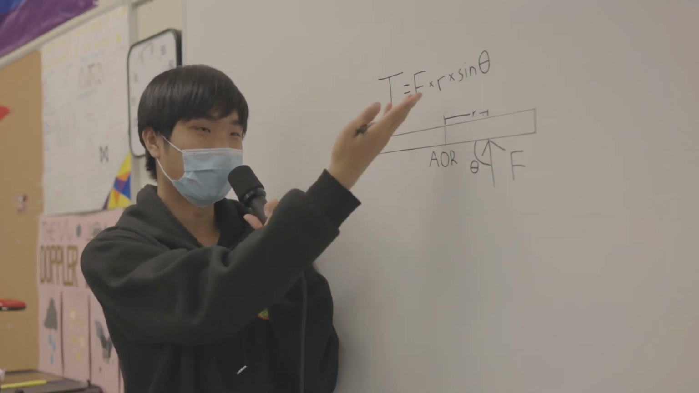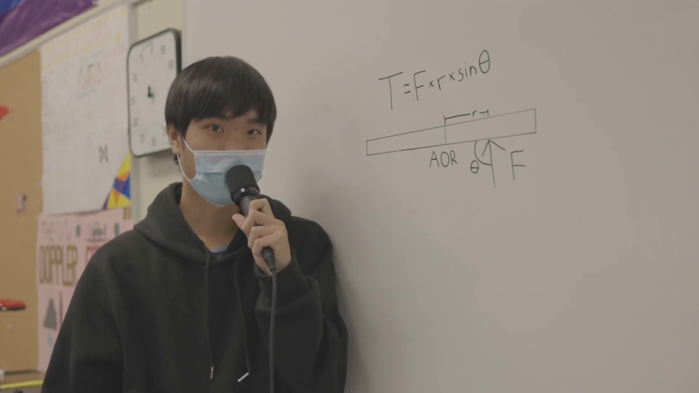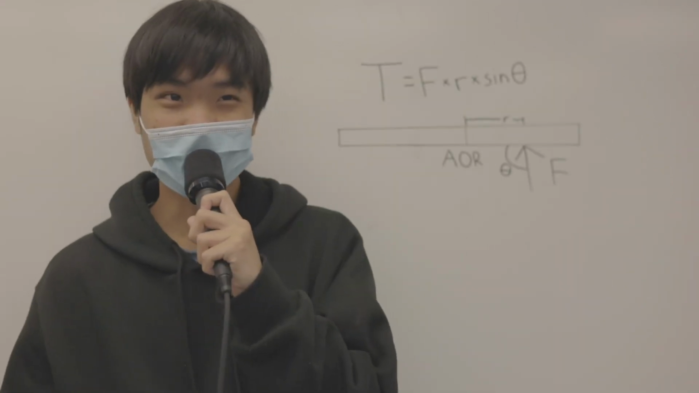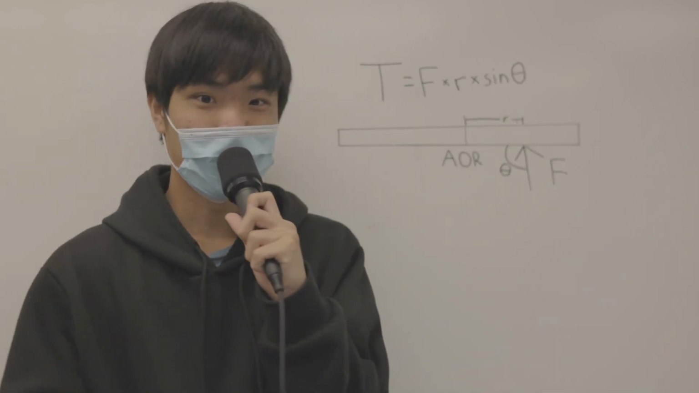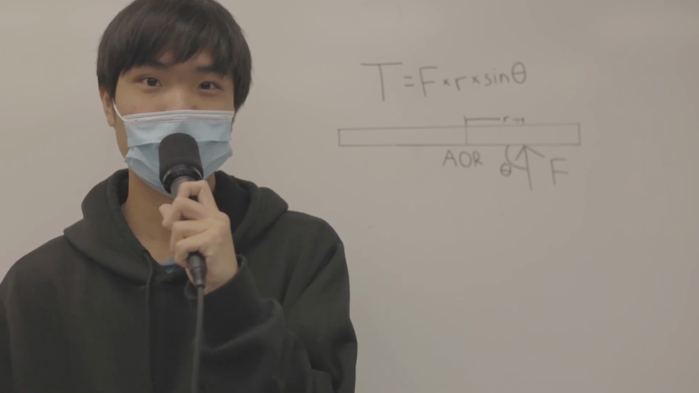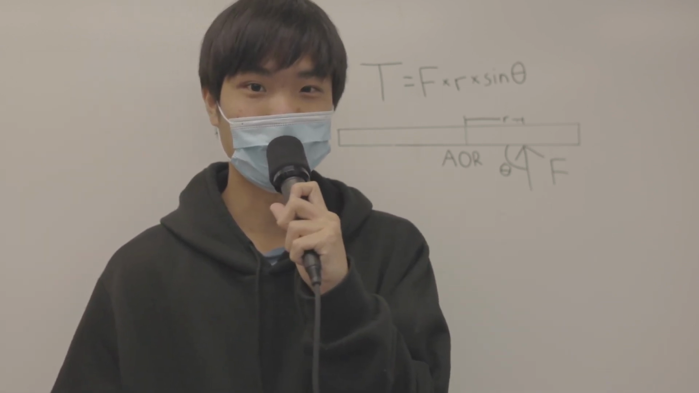Now that we have this equation, what angle do you think would result in the highest torque? I'll give you a few seconds to think of an answer. If you said 90 degrees, that's correct. Since sine of 90 degrees is equal to 1, that would result in the highest torque, and any other angle would be a lower torque. Now let's look at a sample problem.